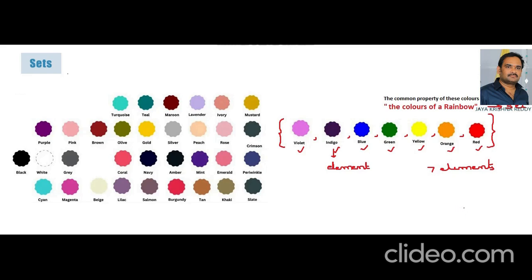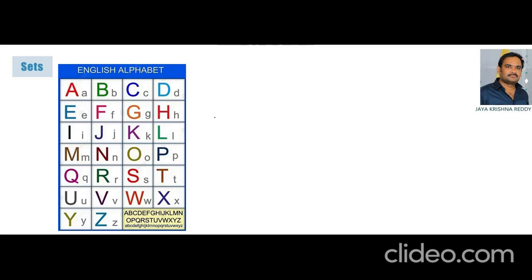Let us discuss one more example. Here you can observe the English alphabet. Here letters are from A to Z. Total 26 letters are there. From these letters, now I am going to separate some letters from this list, like these letters A, E, I, O, U. Total 5 letters I have collected.